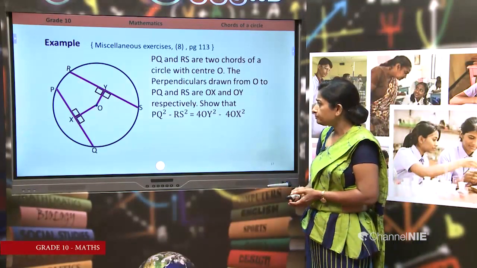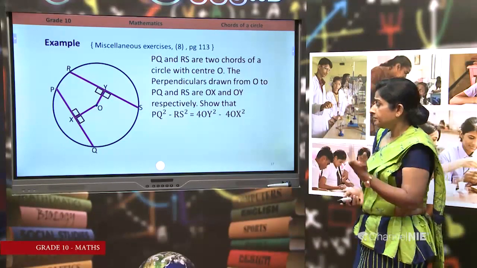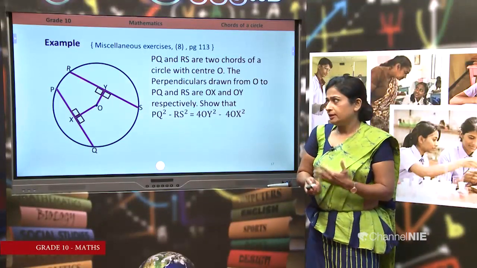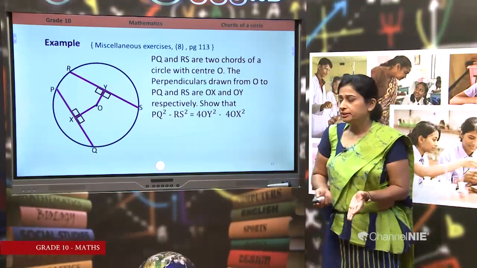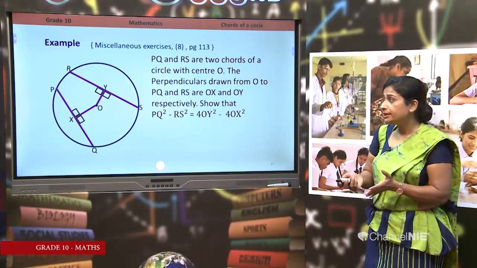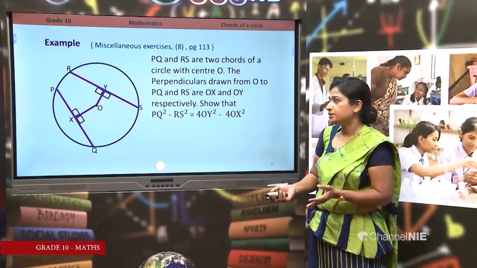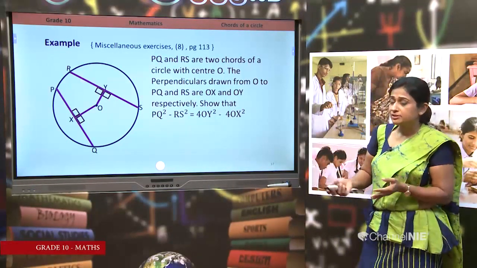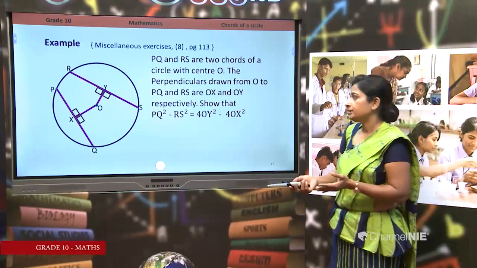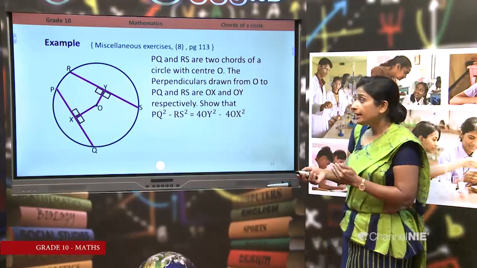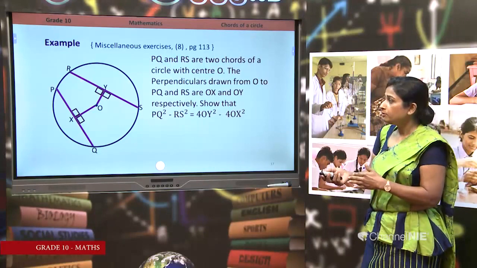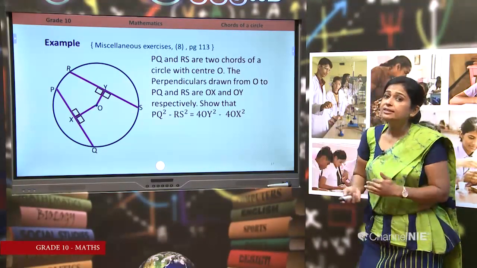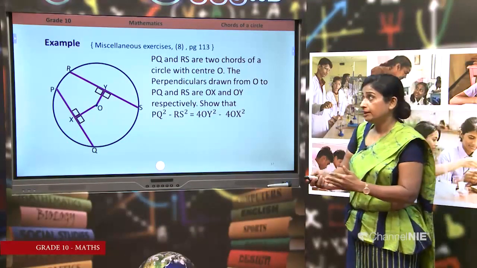We have to consider these chords. We have to apply the converse of the theorem. Let us see whether it can be applied or not. Here we can see a perpendicular drawn from the center to the chord. In that situation, you can apply the converse of the theorem. When we draw a perpendicular from the center to the chord, that line bisects the chord. Here we know two chords.